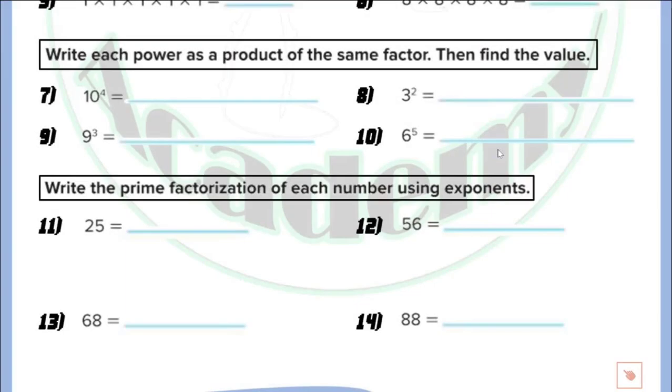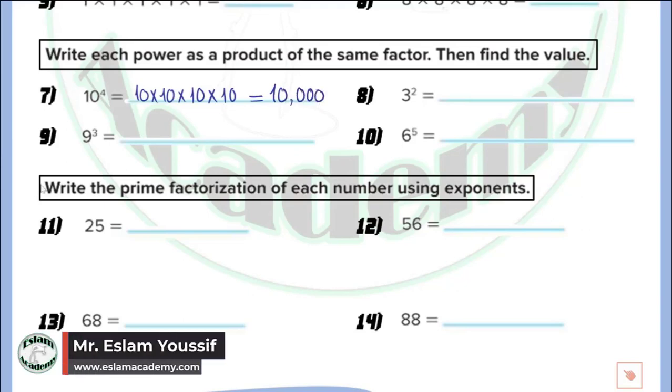In this problem, we need to do the opposite. We need to write each power as the product of the same number, then find the value. In question number 7, we have 10 raised to the power 4. It means we have 10 and we repeat it in multiplication 4 times. So it will be 10 multiplied by 10 multiplied by 10 multiplied by 10. We just multiply them, so the answer will be equal to 10,000.